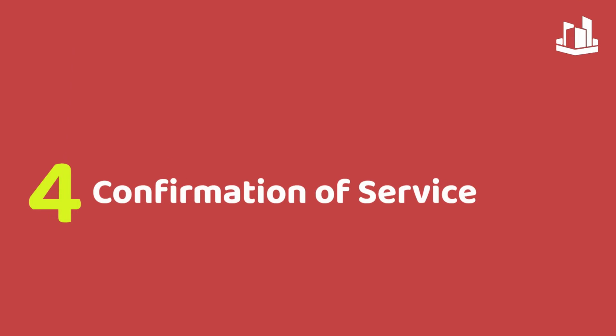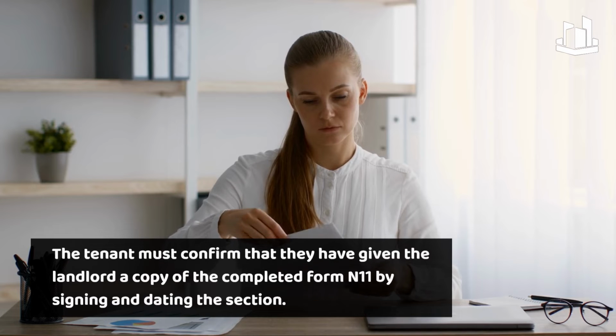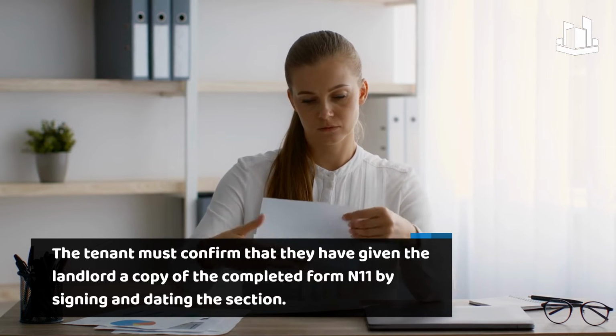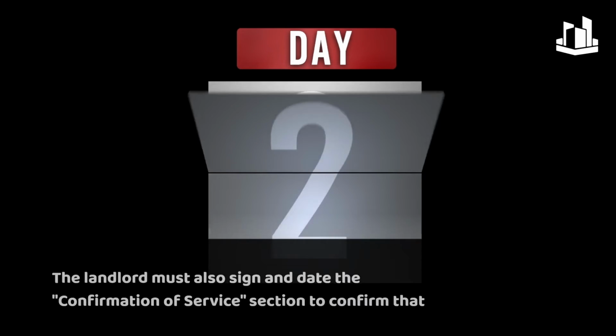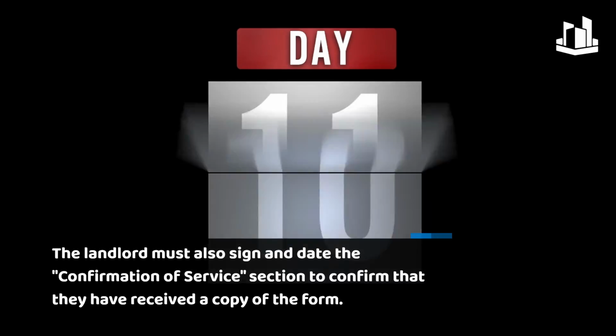Number 4. Confirmation of service. The tenant must confirm that they have given the landlord a copy of the completed form N11 by signing and dating the section. The landlord must also sign and date the confirmation of service section to confirm that they have received a copy of the form.